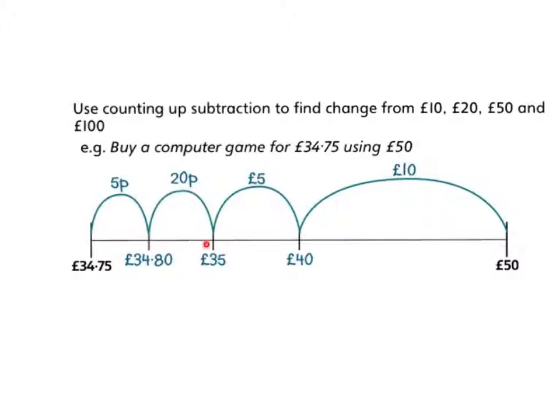From £35 you could either jump straight to the 50 or break it down even further and add £5 to get to £40 and add £10 finally to get to £50. So the difference between the cost of the computer game and the amount you give in are these steps which you've calculated along the way.